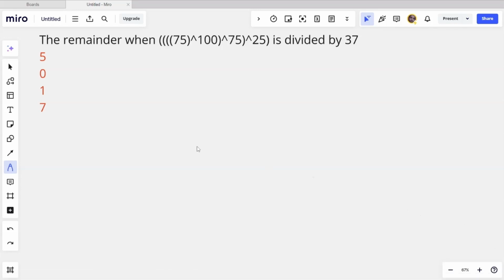So we have to find the remainder cycle of 75. 75 raised to the power 1 divided by 37, and what will be the remainder? The remainder is 1. By luck, the remainder 1 is at the start. If we know the concept of remainder cycle, when we get the remainder as 1, the cyclicity ends. It doesn't matter what the power of 75 is, divided by 37, the answer will always be 1. And the third option is the correct option.